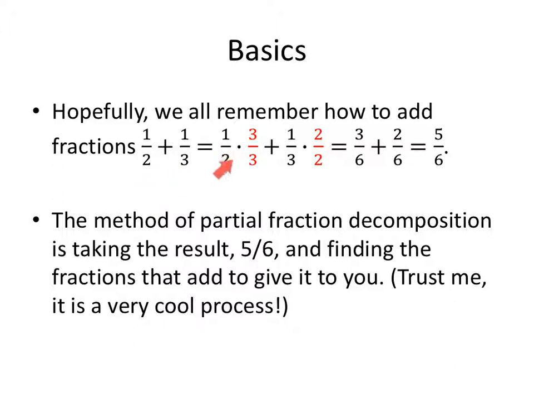So what do I have to multiply the denominator of 2 by to make 6? I'll multiply it by 3, so I have to multiply the numerator by 3 also. What do I multiply the denominator 3 by to make 6? It's a 2, so I have to multiply the numerator by 2 also. Multiply straight across, so I'll have 3/6 plus 2/6. Once I have the same denominator, I'll add the numerators and get 5/6.